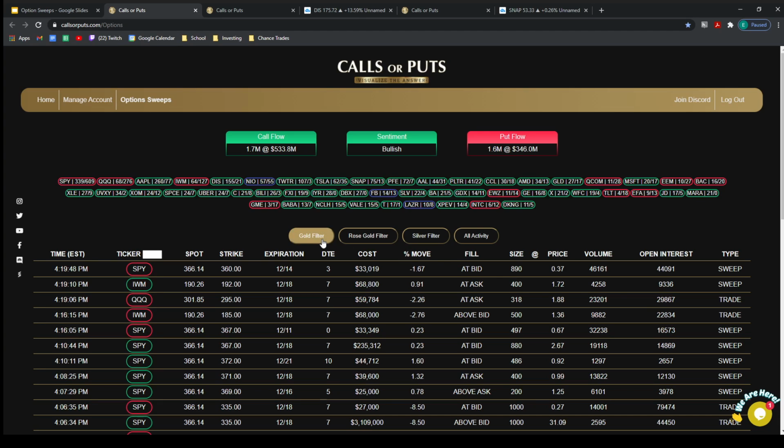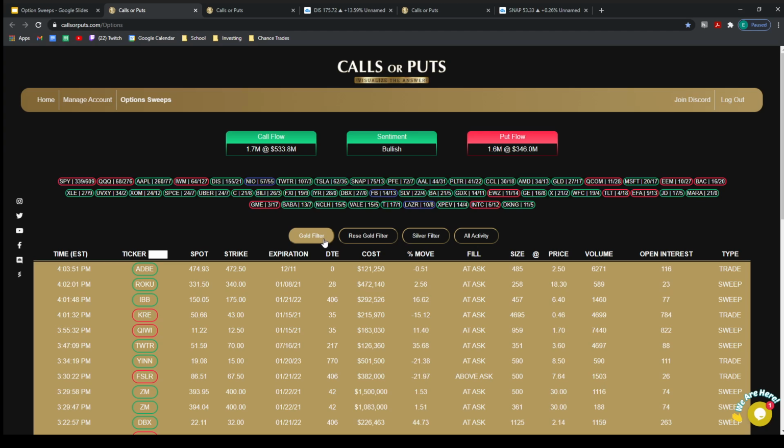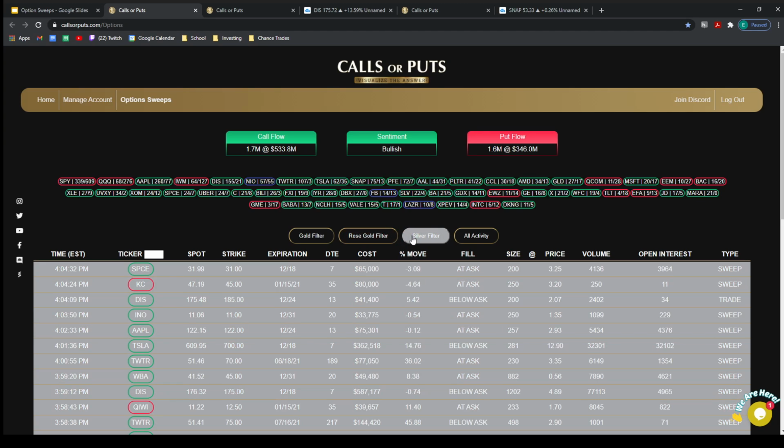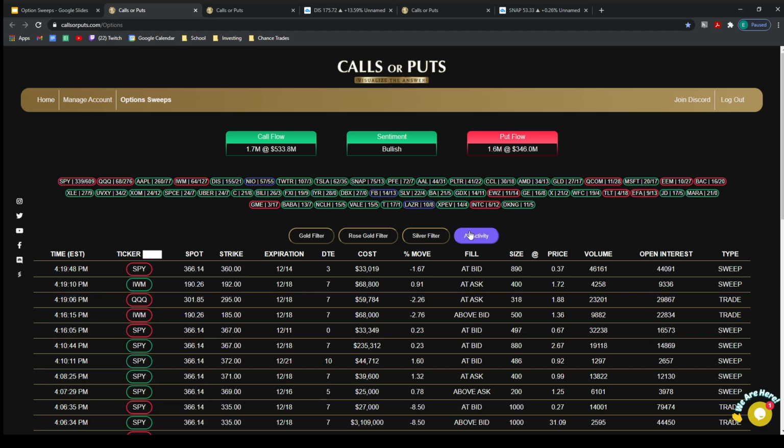And then, like I said before, they have different filters. The gold filter is possible opening positions. The rose gold filter is 0 DTEs. The silver filter is again aggressive positions, but they're not as aggressive as the gold filter. And then you can also just filter by all activity if you want to see all sweeps that are coming through live. If this was a regular trading day, right now it's a Sunday, but say this was Monday through Friday, there would be live sweeps coming in throughout the day, and this would be constantly being updated.